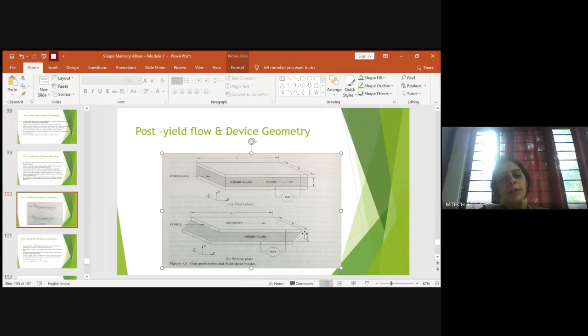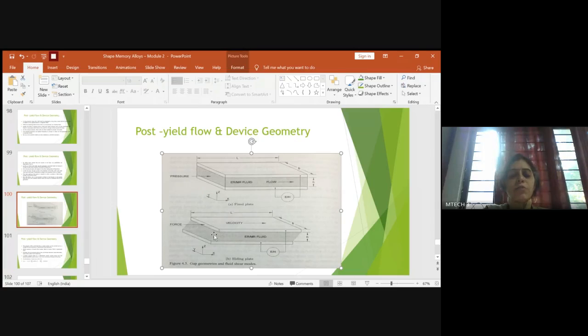So when this top plate is moving, the fluid gets sheared enough. Due to shearing, you will get the shear yield stress and the strain. Again, the thickness of the fluid and everything will remain the same. So you will identify the gap geometries and the fluid shear modes. So you have the gap geometry here, like this is a top plate and the bottom plate.